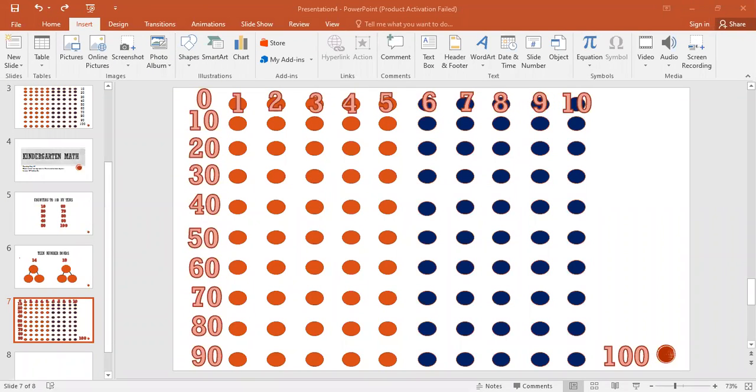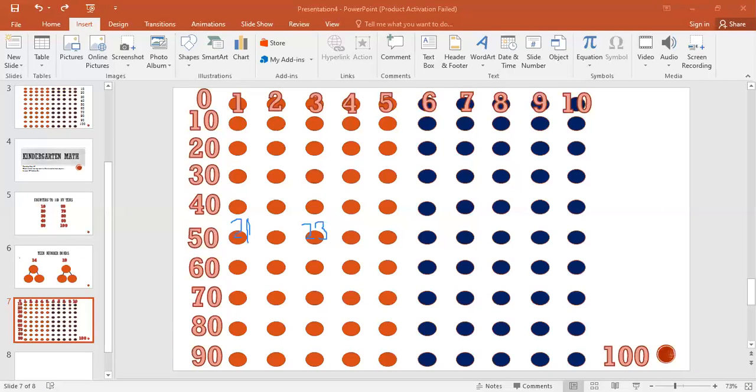So we have 20. What number comes after 20? 21. Great. Remember the 20 and the 1. 2, 1. All right. 20, 21, 22. What comes next? 23. Great job. 2 tens and a 3.